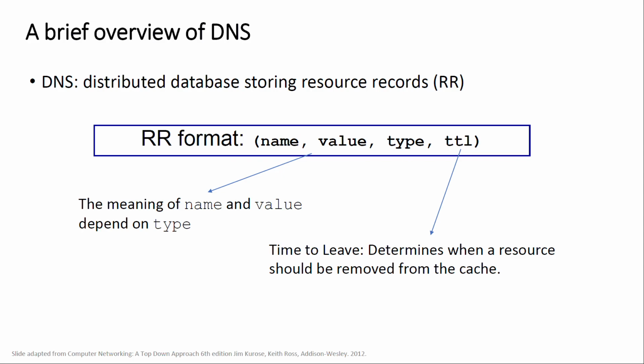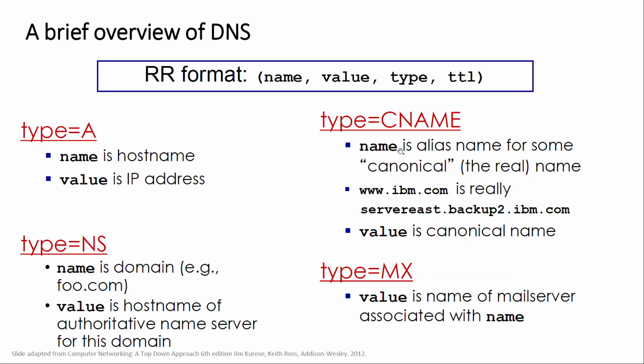In DNS we have resource records, shortened as RR. This is a distributed database storing resource records, and these records are formatted in this way. We have 4 values: name, value, type, and TTL. TTL is time to live, which determines when a record should be removed from the cache. Name and value depend on the type. There are a few types. If the type is A, then the name is the host name and the value is the IP address. This is the most common record, because it is a mapping from host name to IP address.